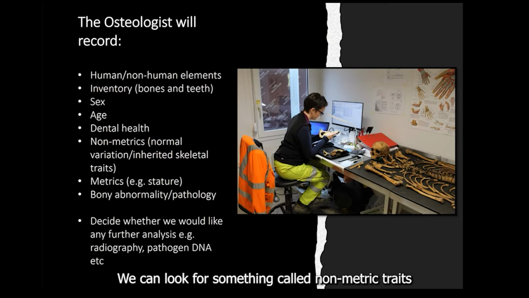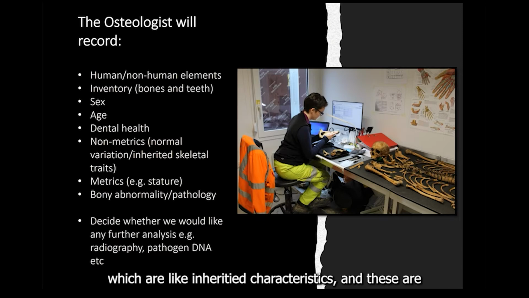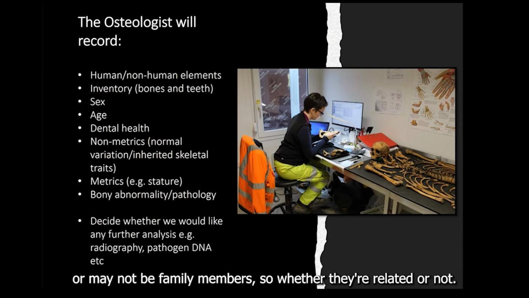We can look for something called non-metric traits, which we basically use to look at the normal skeletal variation within a population. Sometimes there are tiny little things you can see on a skeleton which are like inherited characteristics, and these are something that we can consider when we're starting to look within the grave stacks and see whether people may or may not be family members, so whether they're related or not.